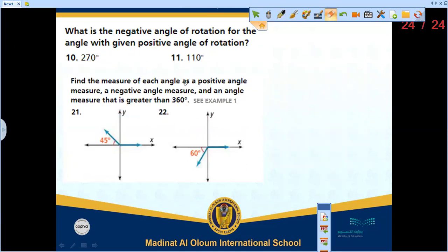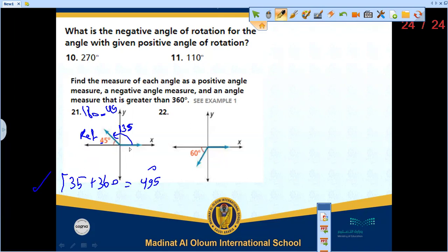Then look at this one. Find the measure of each angle as a positive angle measure and a negative angle measure, and the angle measure is greater than 360. Look, this one is the reference. I need this angle. What should I do? Because it lies in the second quadrant, it is 180 minus reference, which gives me the angle 135. I need an angle more than 360, so I can make 135 plus 360, which makes 495. This is a positive measure more than 360.